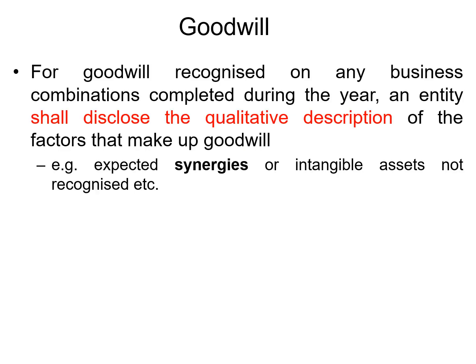Where I've got goodwill, then goodwill must be disclosed in the financial statements. I must disclose the qualitative description of the factors that make up goodwill. So what are these expectations of synergies that I might have recognized as my goodwill? Or, to the extent that I couldn't separate out intangible assets from goodwill, and I've lumped everything into goodwill, which I'm permitted to do under IFRS for SMEs, then I need to explain that. That's what I've done.